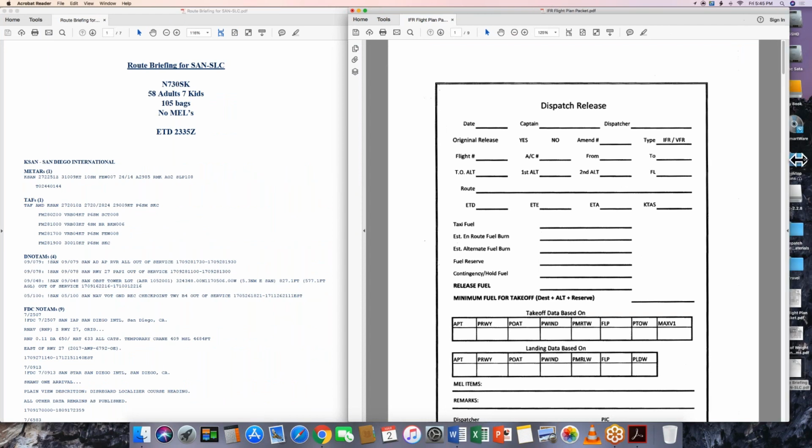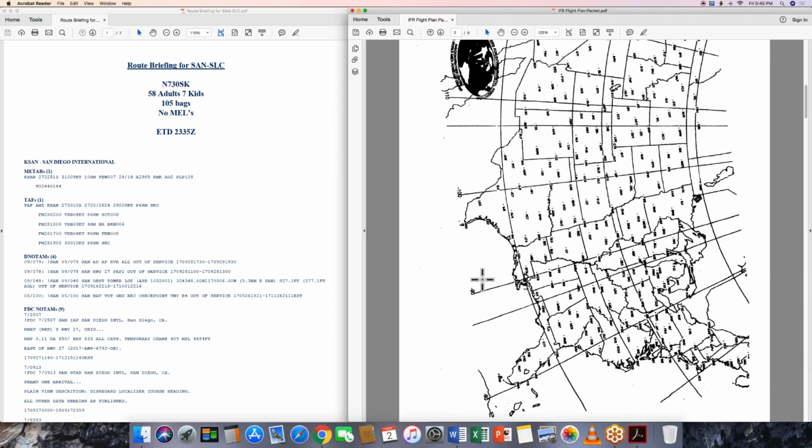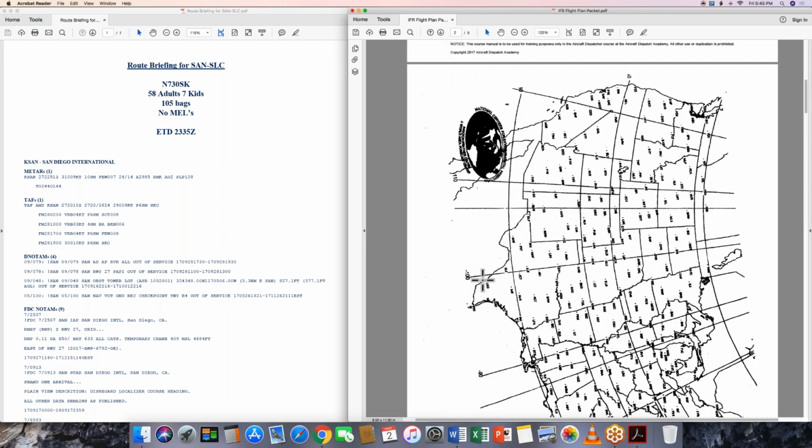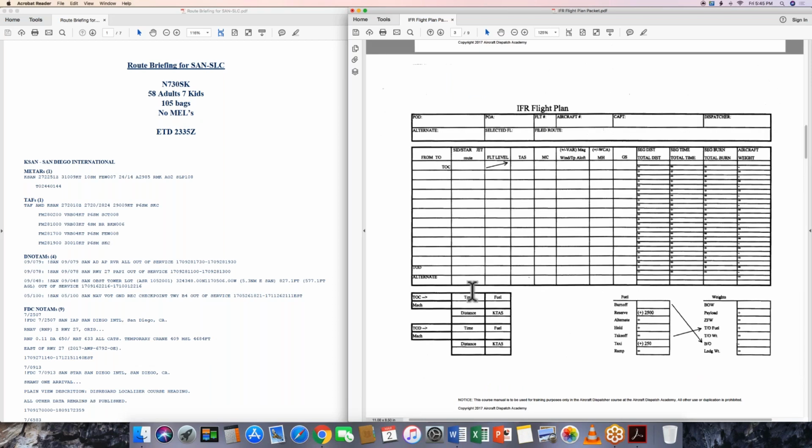Okay, can everybody see what's on my screen? So we've got our route briefing guide, and then this is our dispatch release. It has a little map so we can map out our SIGMETs. And this is what the IFR flight plan looks like. This is where we're going to actually calculate each one of our legs, figure out the distance, the ground speed, how much fuel we're burning, things like that.